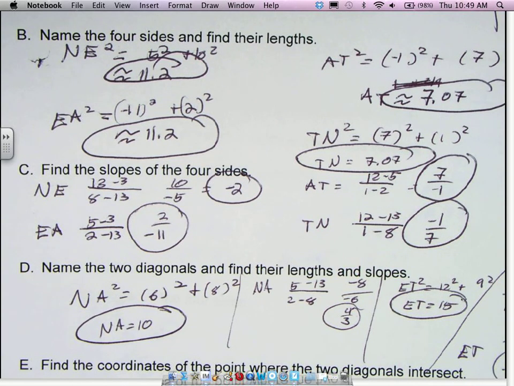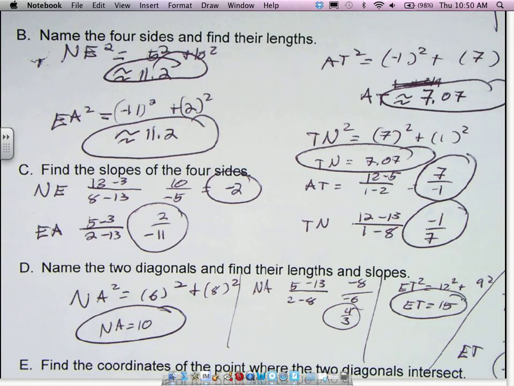The lengths of NE and EA are both 11.2. The lengths of AT and TN are both 7.07. So, which shapes have 2 sets of congruent sides? Does a parallelogram? Rectangle? Rhombus? How many sides are congruent? 4, so that's not going to work. Square? 4 sides, and we only have 2. Isosceles trapezoid only has 1, no. So it could be a parallelogram, rectangle, or kite.